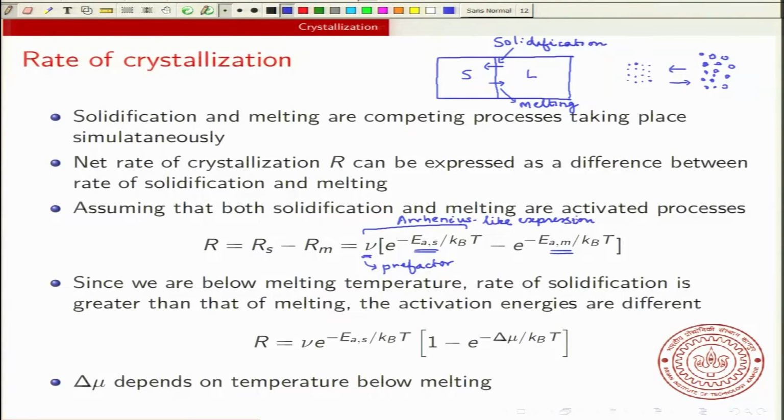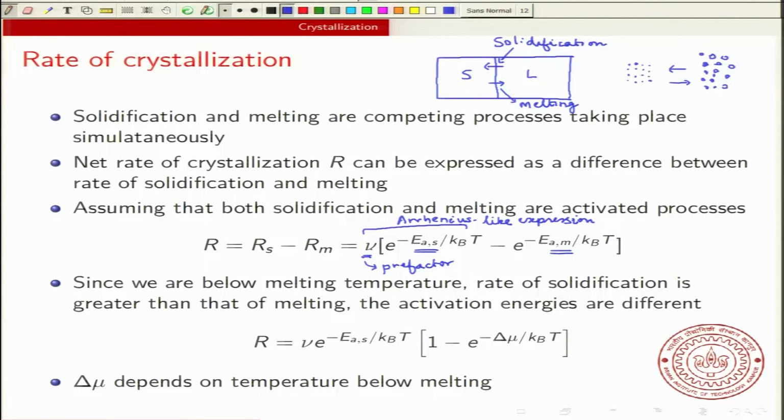And the reason we use an Arrhenius-like expression is because we said that solidification is an activated process. That means there is some activation energy involved with it. Similarly, melting is also assumed to be an Arrhenius-like expression with the same prefactor. So the crucial assumption is that both solidification and melting are Arrhenius-like processes, and both of them have the same prefactor.